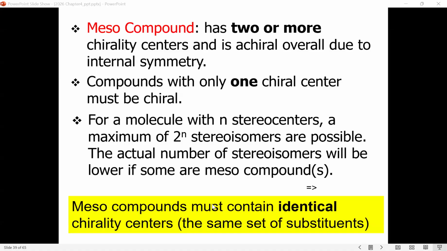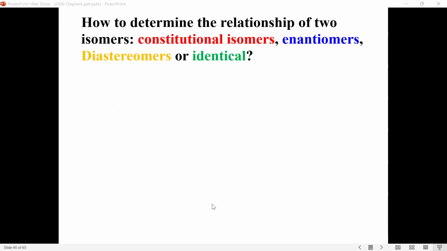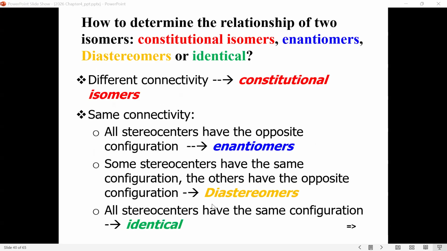Okay, one tip for figuring out whether it is a meso compound: they have identical chiral centers, so normally one is R, one is S, and the same set of substituent groups. And this one, I already just talked about with you guys.